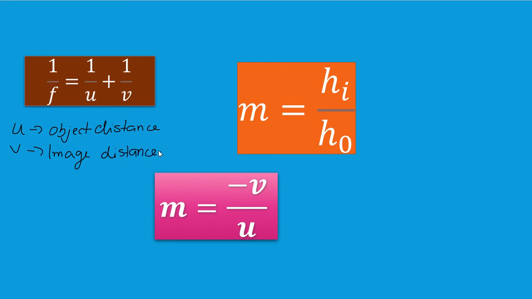When you say object distance and image distance, object distance means the distance of the object from the pole of the mirror. Image distance means the distance of the image from the pole of the mirror. So the formula looks very simple, right? 1 by f is equal to 1 by u plus 1 by v.